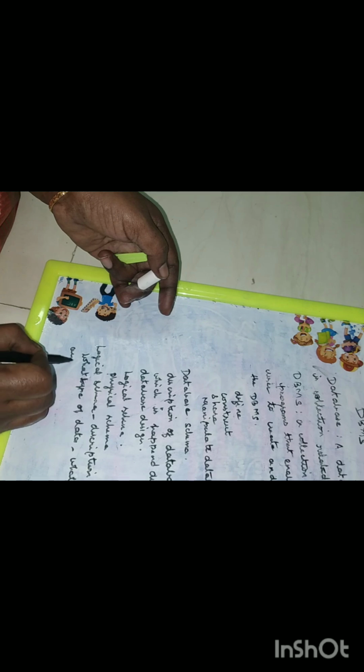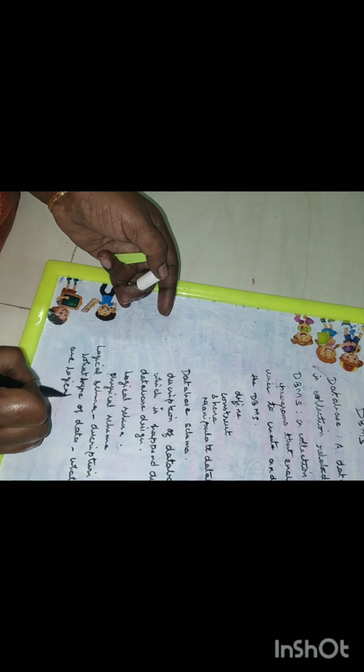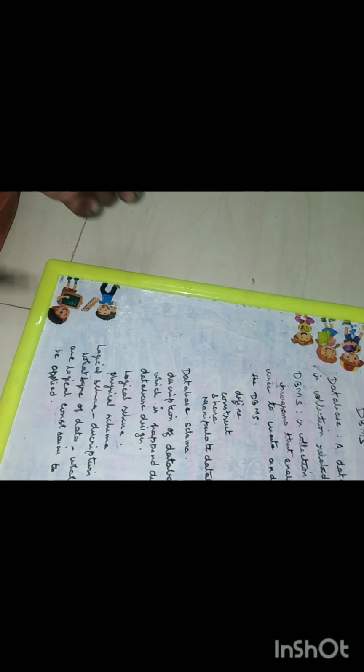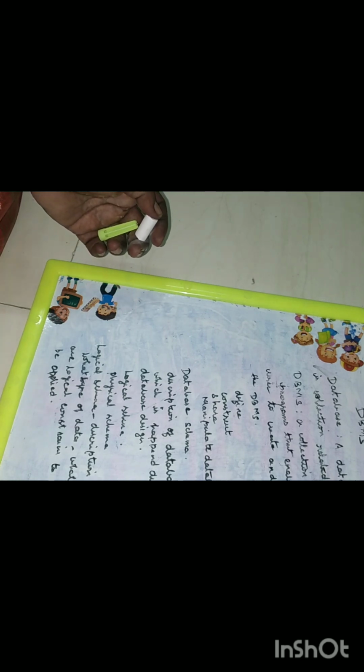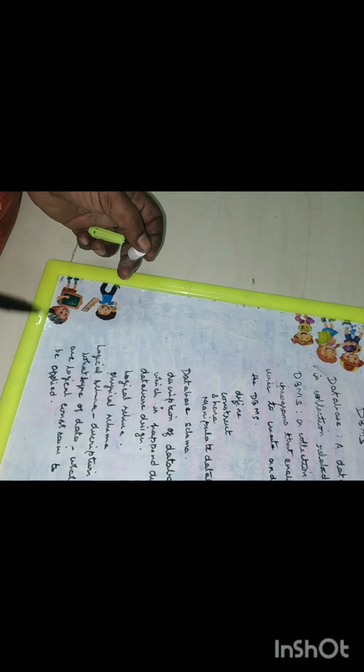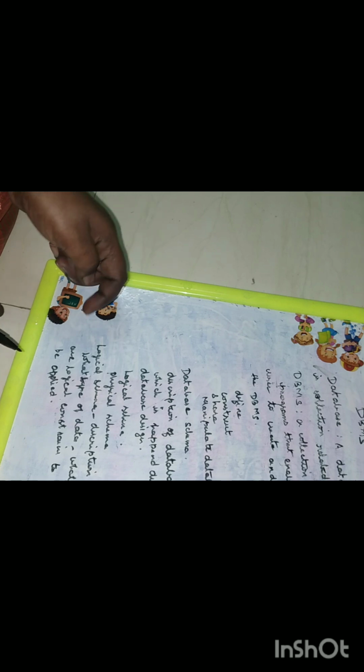what logical constraints are to be applied to the database. Logical constraints means the upper limit and lower limit of the data, and if it is a character, it should accept the character type only, not the integer type. Likewise, the constraints are defined in the logical schema.